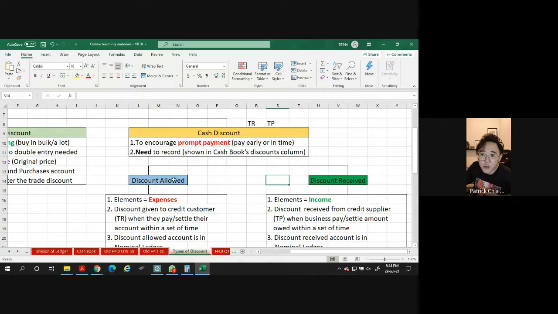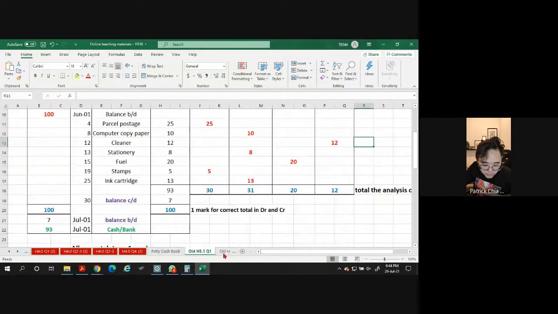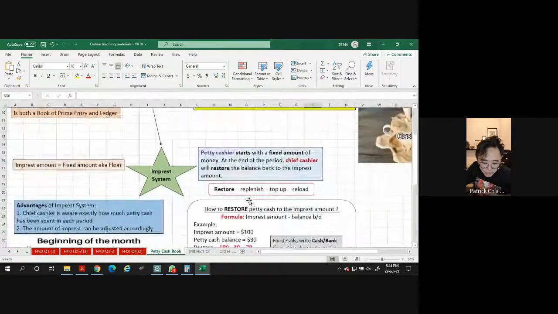So the discount, I'll also send you guys this one. And now we are moving on to petty cash book. Also, the notes I'll be sending you guys. You guys can take a look.